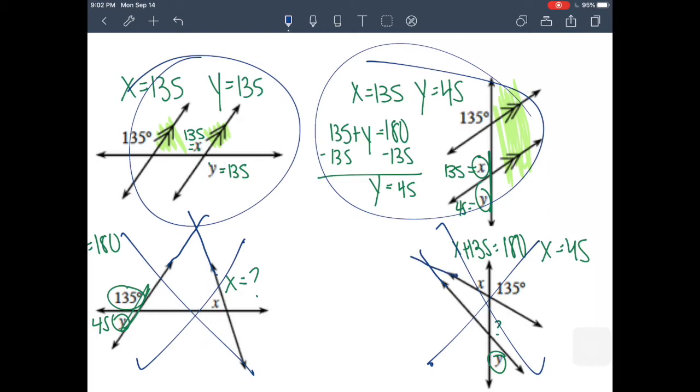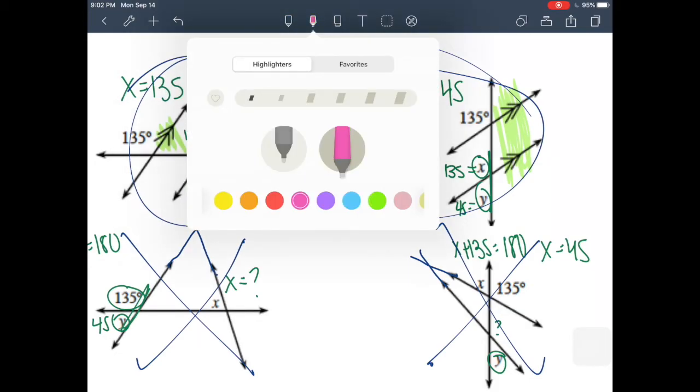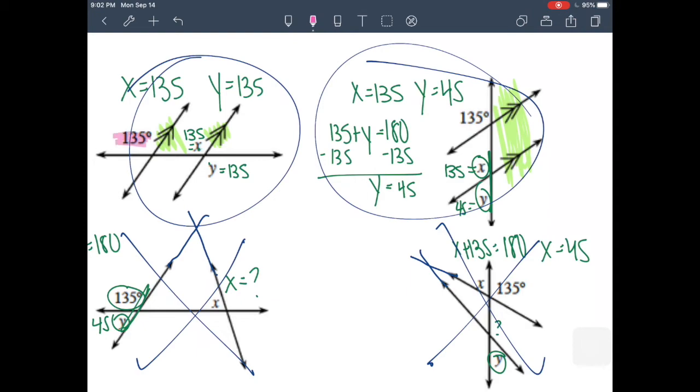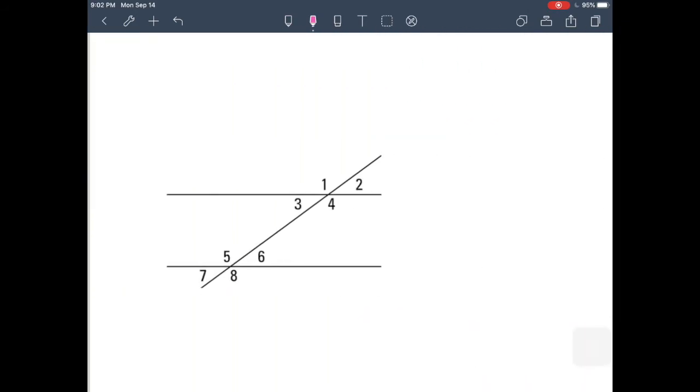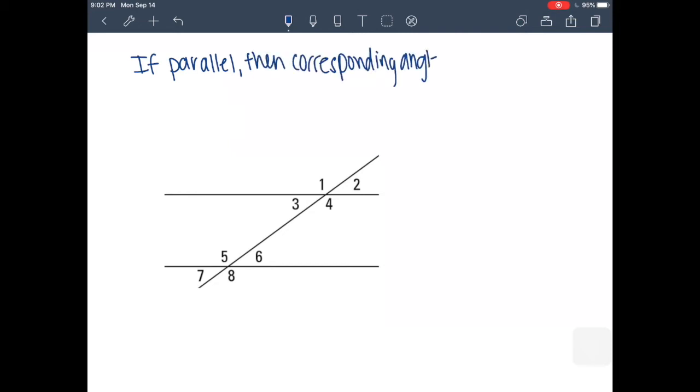So if lines are parallel, then what happens to the corresponding angles? Let's look at them again. If lines are parallel, we know that corresponding angles do this, and they do this. So if lines are parallel, then corresponding angles will always be equal to each other. So let's go down to our next one, and we're going to write it down. If parallel, then corresponding angles we said are equal, and I'm going to use congruent here because it's our new word. But if you write equal, it's not going to hurt anything.